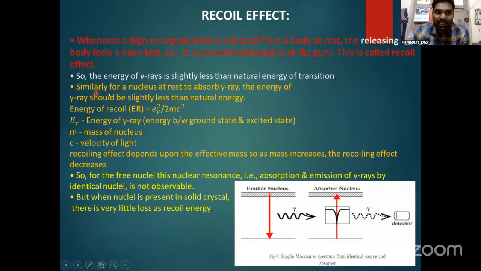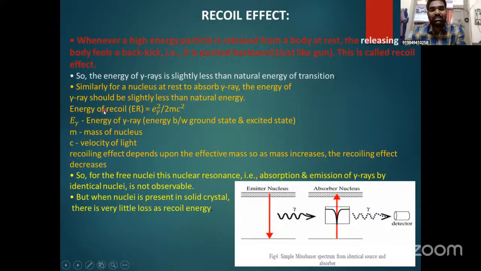Similarly, for a nucleus at rest to absorb a gamma ray, the energy of the gamma ray should be slightly less than the natural energy. So the energy absorbed by the nucleus, the energy of that gamma ray, must be slightly less than the natural energy.